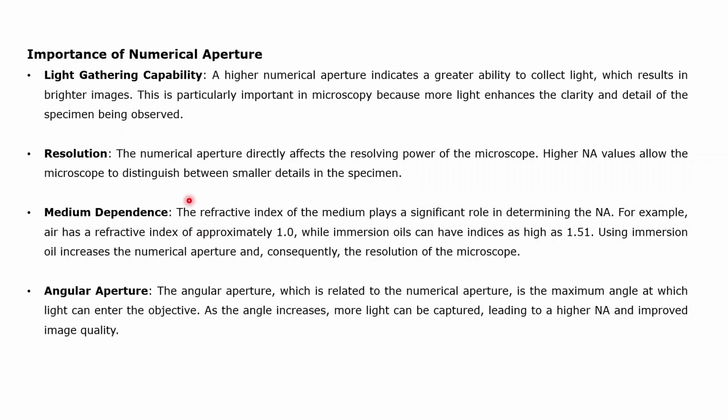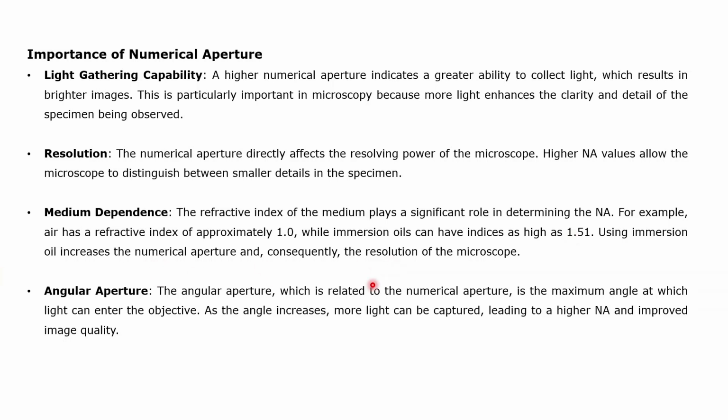And also medium dependence, because as I said, it depends on the refractive index, right? The equation is numerical aperture is equal to n sine theta, where theta is the half angle of the cone of light that is coming out of the specimen. So based on the refractive index, if we look at air, it has an approximately 1 refractive index. If you look at higher magnification, then you need to add immersion oil. Immersion oil also has a higher refractive index, making it up to about 1.5, so that the resolution of the microscope is increased there.